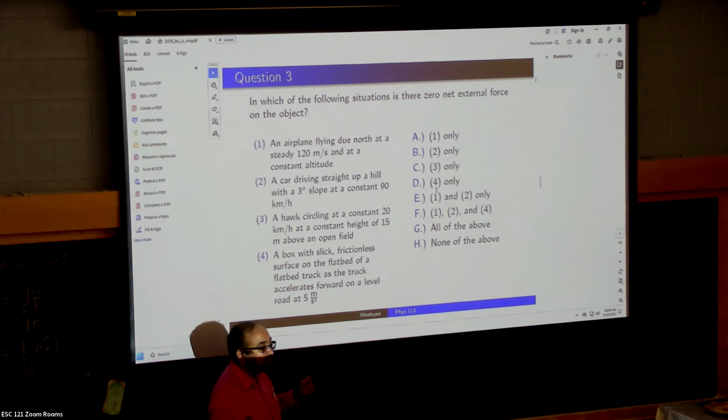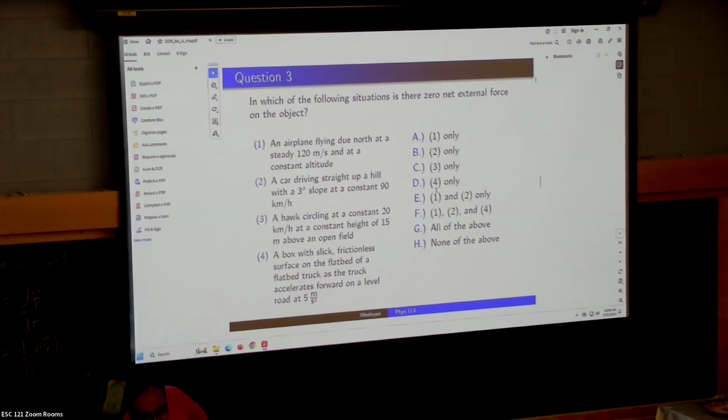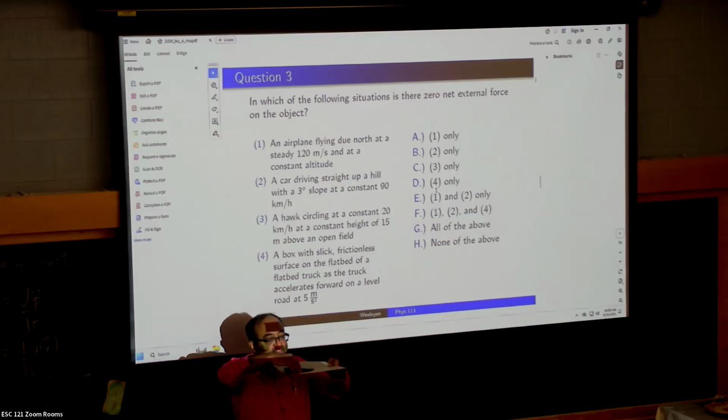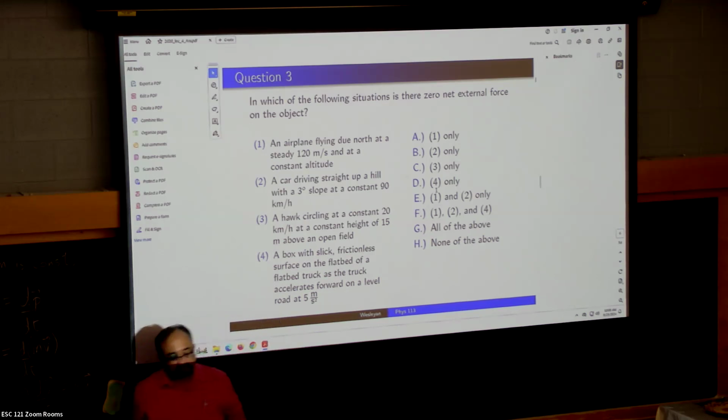And what exactly is happening? So in 4, imagine this is the bed of the truck and this is the box. And so then the truck suddenly accelerates, and the box stays. And if you waited long enough, it would just come off and then fall down.